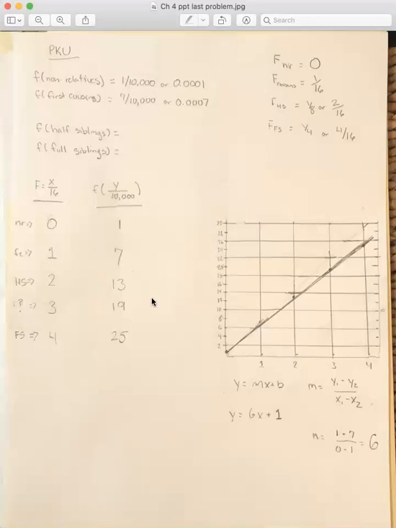And so that's that problem. And that's using the inbreeding coefficient to see what the actual real life expectations would be for a particular disease.